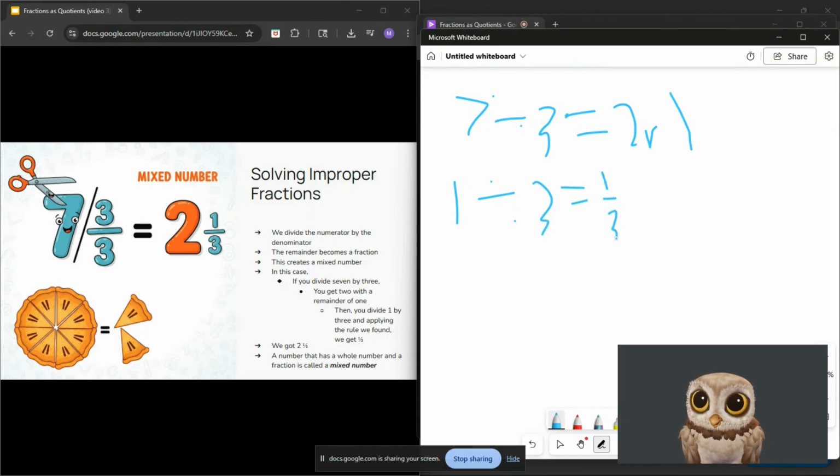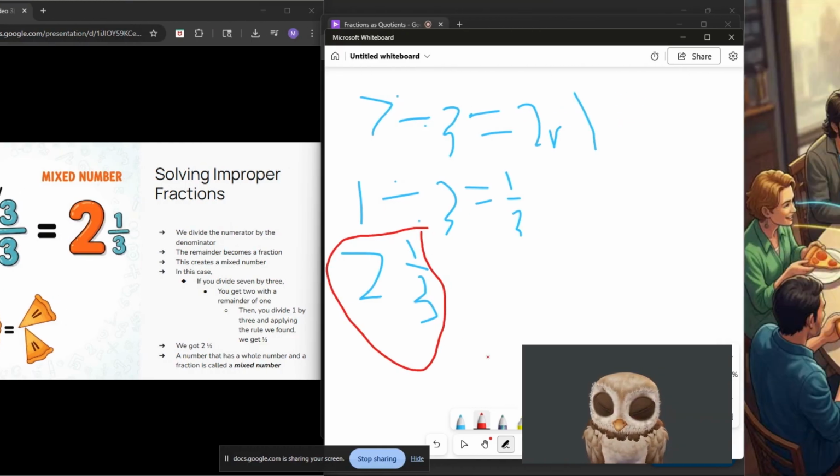So our answer is a mixed number, which is a number that has a whole part and a fraction part. In this case, our whole is 2 and our fraction is 1/3. So the answer is 2 and 1/3.